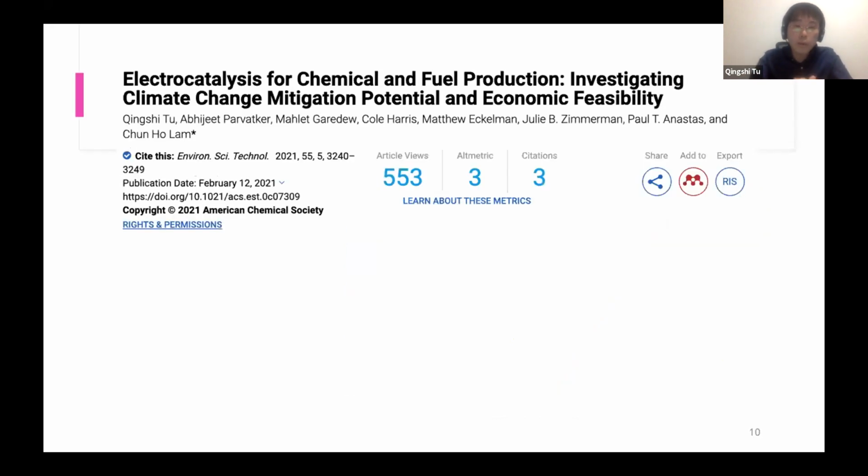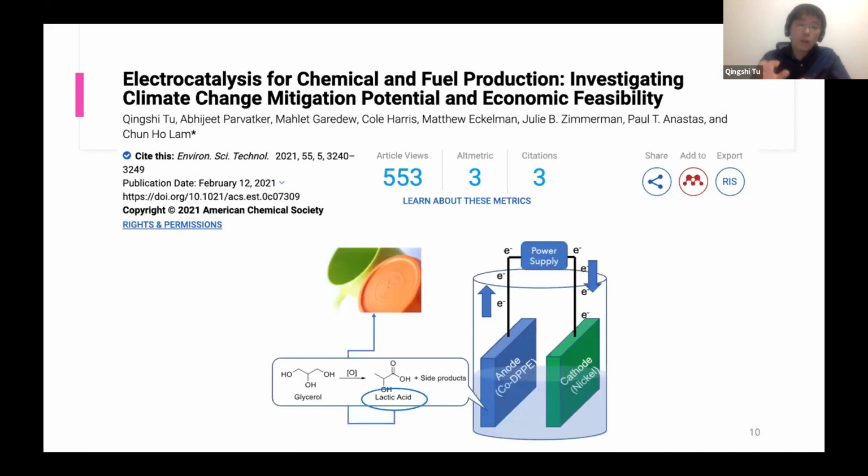So here I have two examples of different approaches we used in our own study. There's this particular paper we published this year looking at the potential of electrocatalysis, this kind of reaction for chemical and fuel production, as an option to mitigate carbon emission of the chemistry industry. The particular technology we look at is the catalytic oxidation of the crude glycerol you get from making biodiesel and make that into lactic acid.